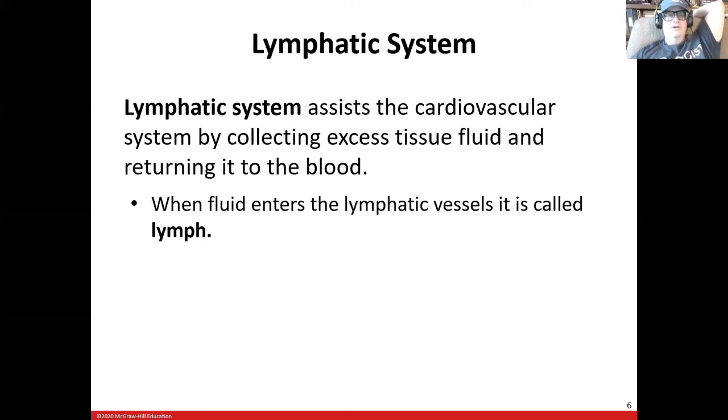Anyway, so the lymphatic system, you've already heard this, assists the cardiovascular by collecting excess interstitial fluid and returning it back to the blood. While it's in the lymphatic vessels, we call it lymph. You've all seen this. If you ever gotten a blister and it breaks open, you have that clear fluid. That's what we're talking about. That's lymph.